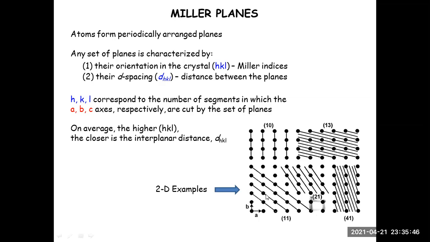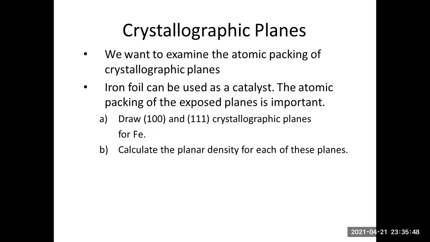It is shown in the figure. Now, what are crystallographic planes, and what is the use of studying them? As I told you, it is the atomic packing, the higher concentration of atoms residing in the planes. We can take the example of iron foil, which can be used as a catalyst. The atomic packing of the exposed planes is very important in knowing the concentration of the plane.